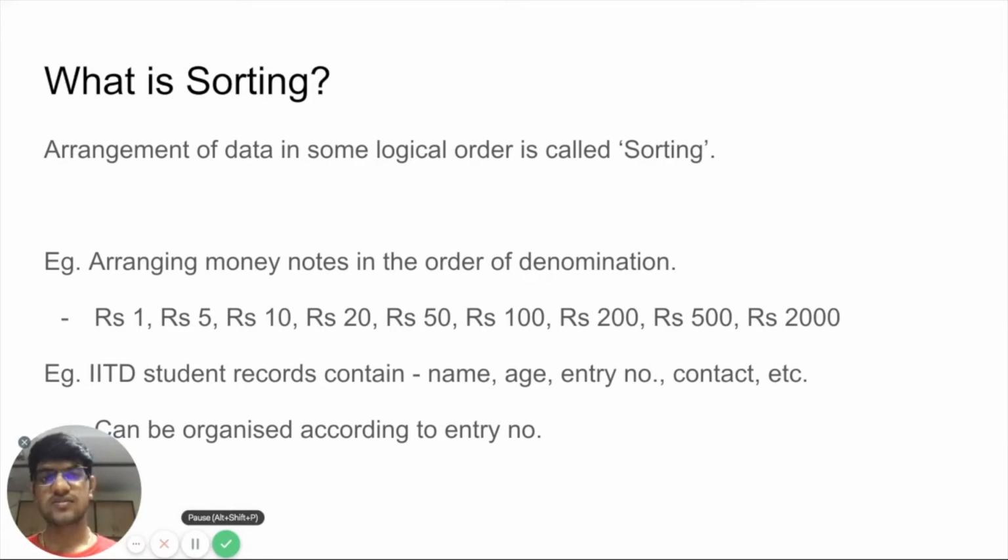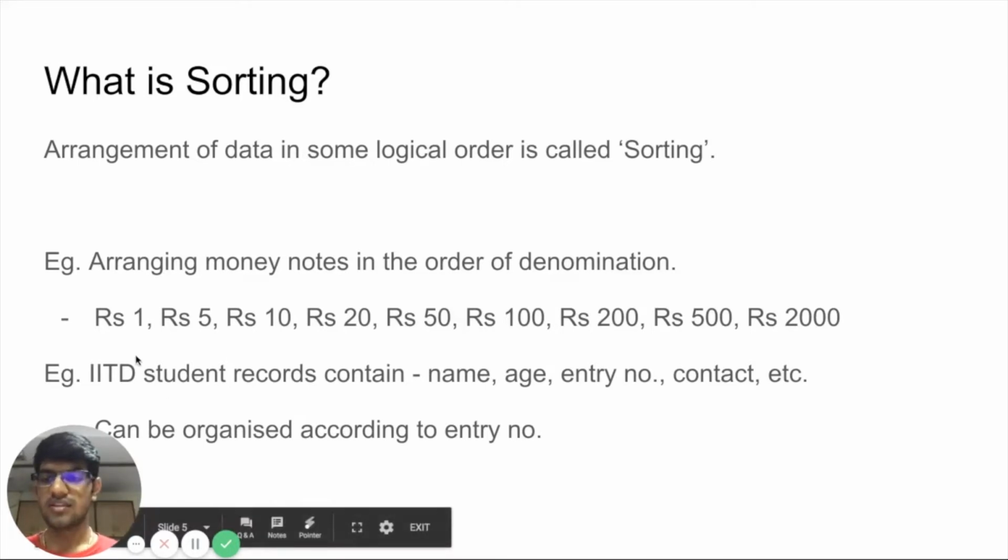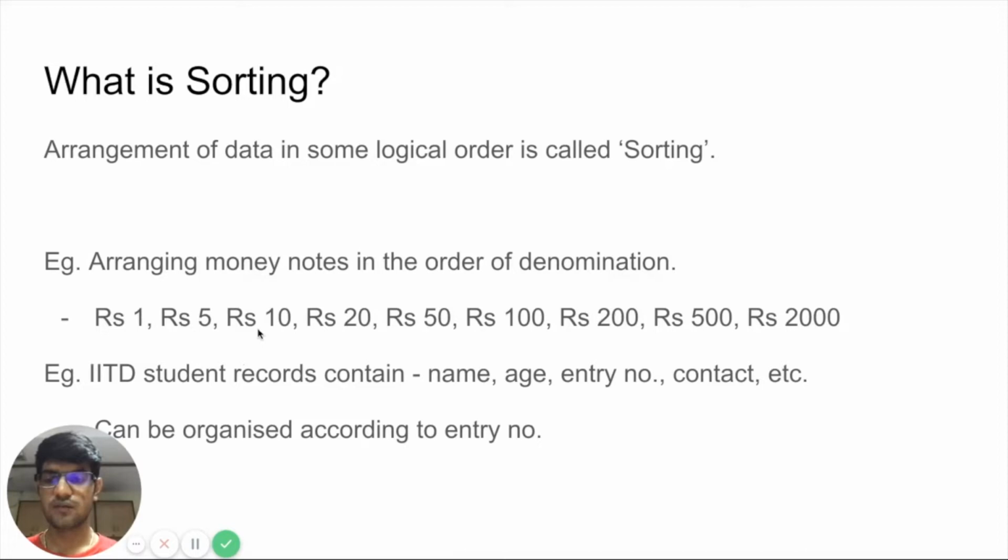Let us understand this with the help of an example. Suppose you are given currency notes of different denominations and you are asked to sort them in the increasing order of their denomination. In this case, the resulting order will be rupee 1 notes, followed by rupee 5 notes, followed by rupee 10 notes, followed by rupee 20 notes, and so on and so forth.